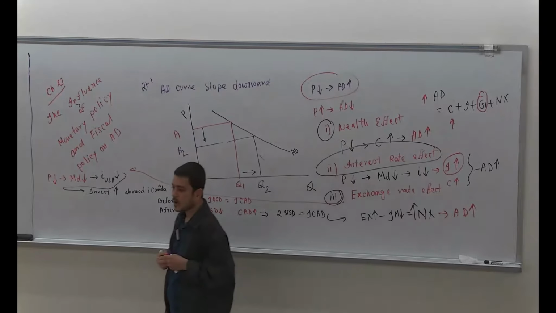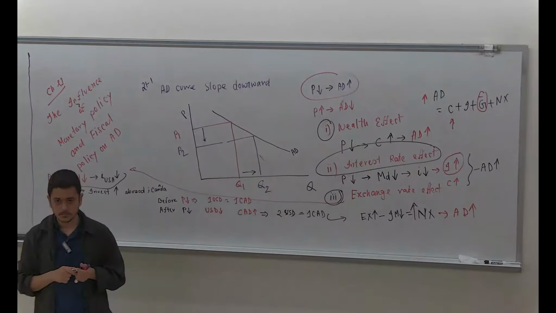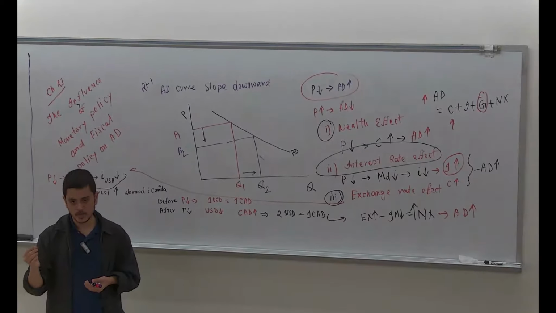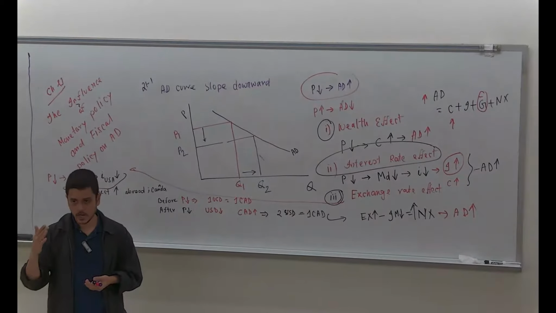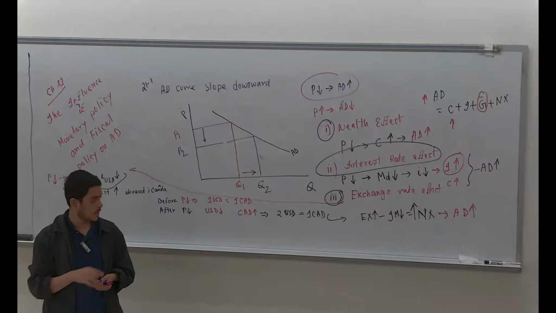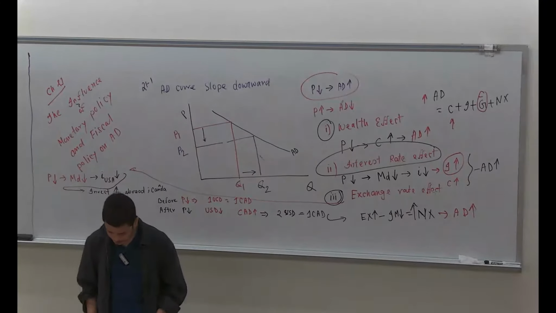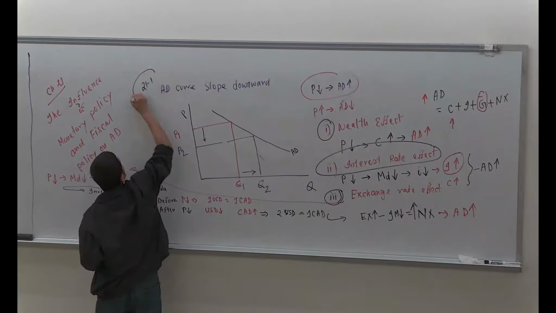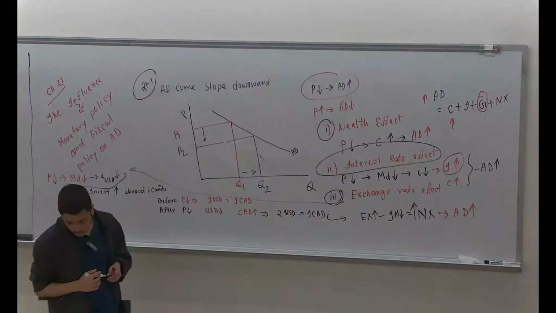And that's why the central bank plays a very important role in the US economy. By changing the money supply or the interest rate, they can affect it. So the interest rate effect is very important. You can learn the explanation in your book, 21.1.